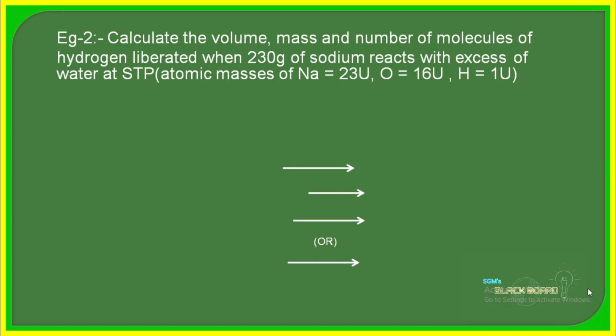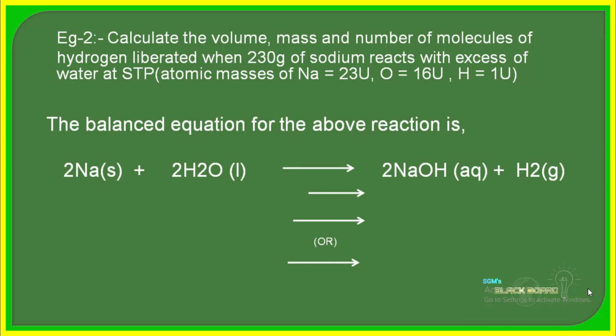Let us see one more example. Calculate the volume, mass and number of molecules of hydrogen liberated when 230 grams of sodium reacts with excess of water at STP. Here atomic masses are given as sodium 23 units, oxygen 16 units and hydrogen 1 unit. First we need to write the balanced chemical equation for the above reaction. So 2Na plus 2H2O gives 2NaOH plus H2.